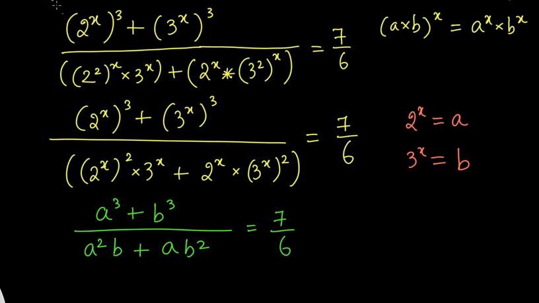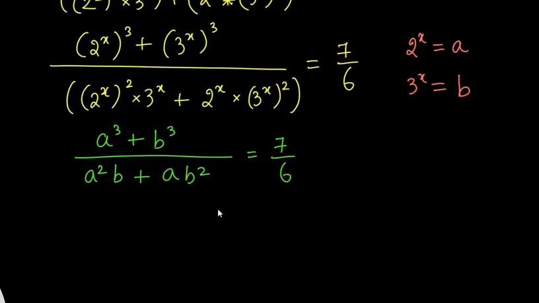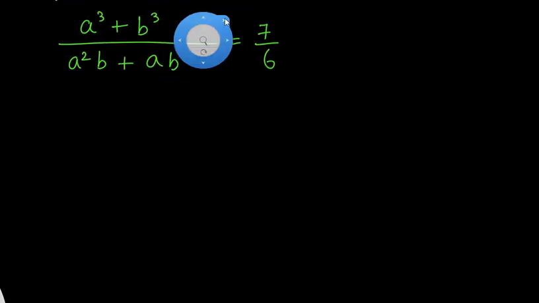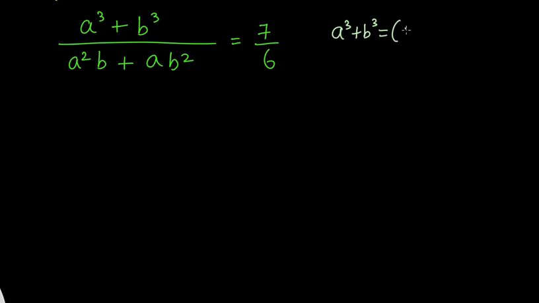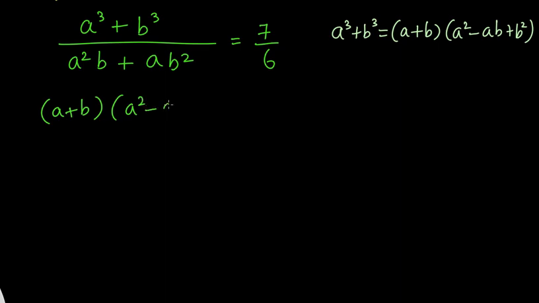Now, what is a cube plus b cube? It is a well-known identity, right? If you don't know, I'll just let you know the identity. So a cube plus b cube is equal to a plus b times a square minus ab plus b square. Okay, so we'll substitute the identity over there. So a cube plus b cube will become a plus b times a square minus ab plus b square.